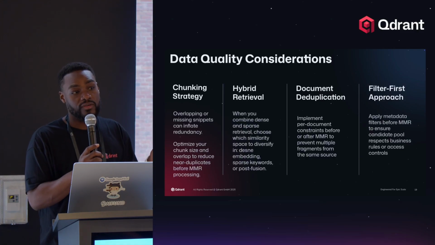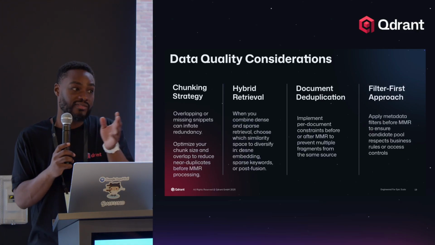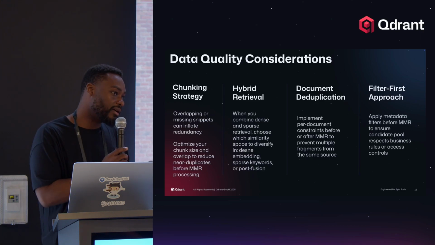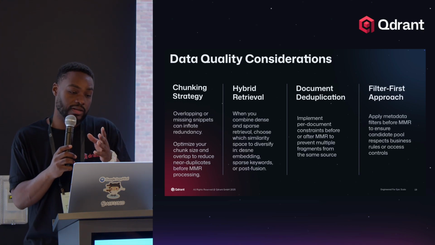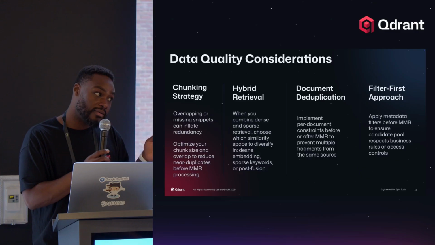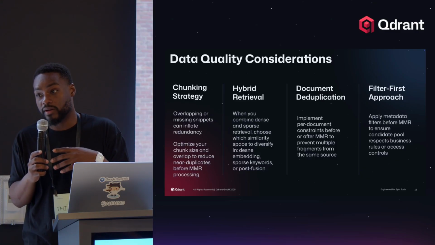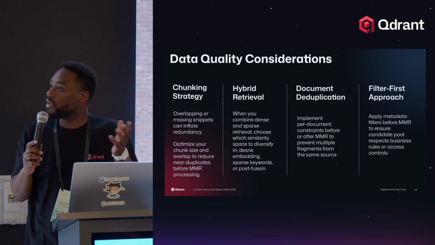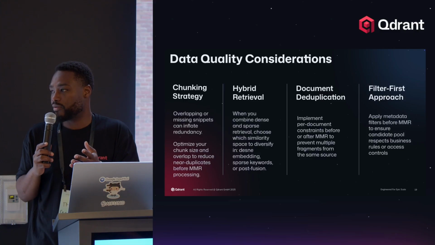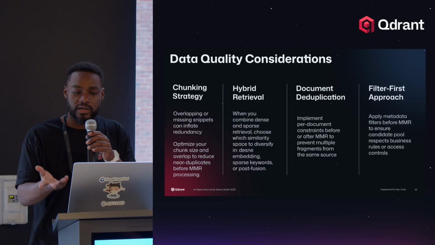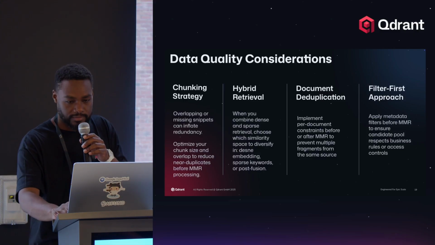Got hybrid retrieval. So hybrid retrieval is going to combine dense and sparse, right? So you have to decide, where are you going to be doing your filtering? Do you want to do it with the dense embedding, with the sparse keywords, or do you want to do it afterwards with some fusion? Either of those techniques are going to have their pros and cons. Today, we're going to be using it on the dense embeddings.